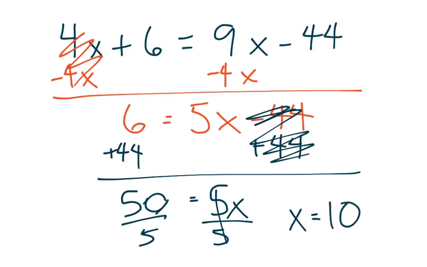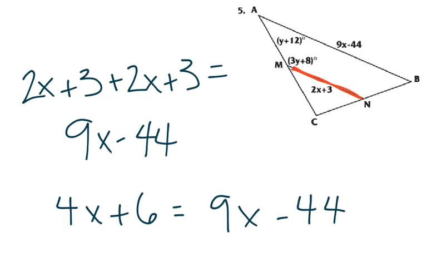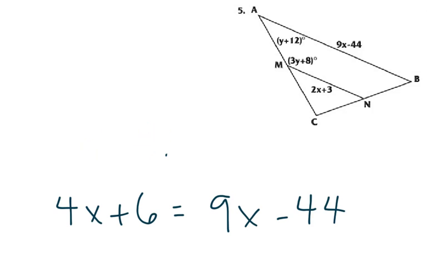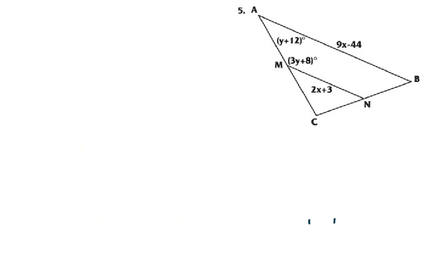Okay, so now we're going to go back to the original problem. We've solved for x, so that part is done. Now let's look at the other. We're going to solve for y. But notice they have these degree symbols here. So that means that we're not talking about midsegments here. We're talking about angle measures. And here's what we know.